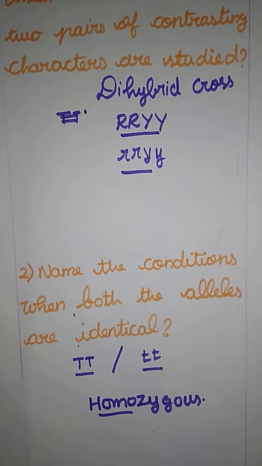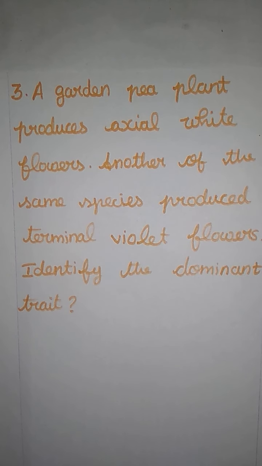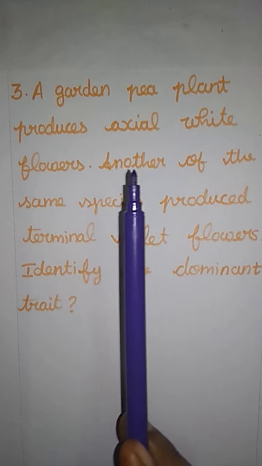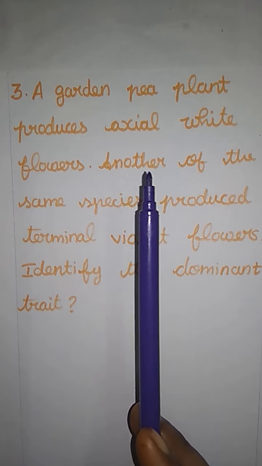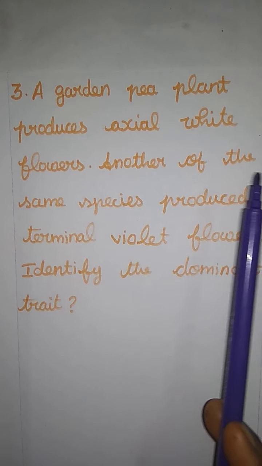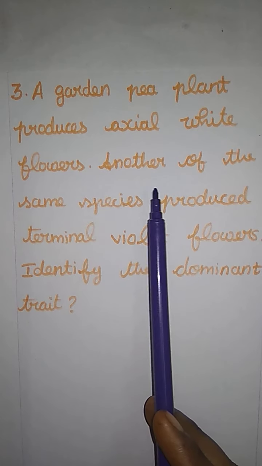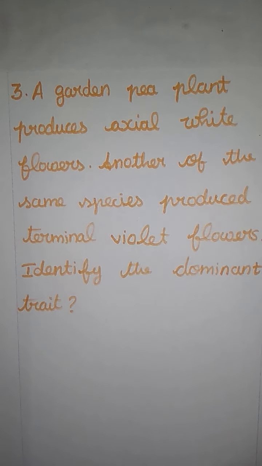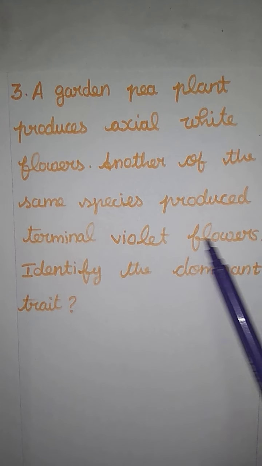Let me move on to the third question. Here the third question is, just read the question. A garden pea plant produces axial white flowers. Another of the same species produces terminal violet flowers.